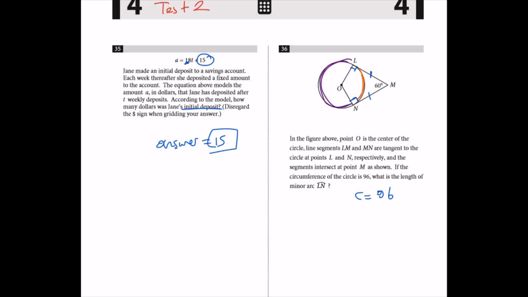So we're going to find this minor arc. Here we can find the central angle inside. This angle is 360 minus 90 minus 90 minus 60, because the sum of those four angles has to be equal to 360 in any quadrilateral. 90 plus 90 is 180, plus 60 is 240. So we subtract this and find 120. So this minor arc's central angle is 120.